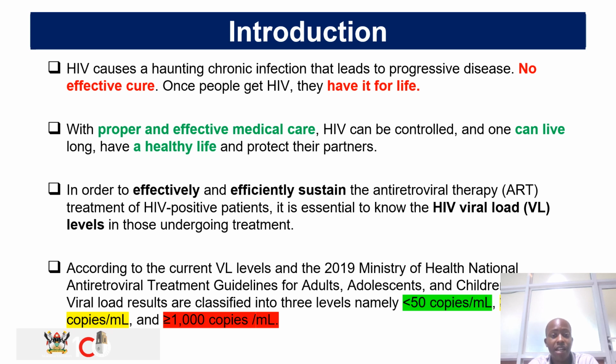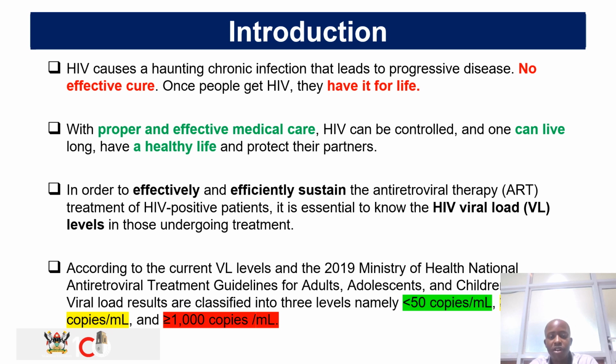So in order to effectively and efficiently sustain this treatment, all health workers and the entire Ministry of Health look at an outcome which is the viral load level. According to the current VL levels instituted by the Ministry of Health, we have three kinds of levels. One, we have clients who have VL results above 1,000 copies. It means that those patients are still non-suppressed. It means that their viral load is really high and they're really unstable.